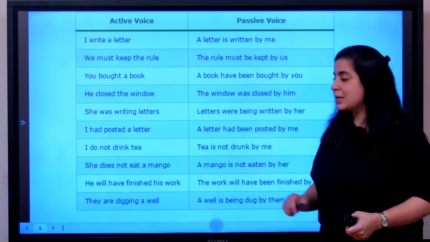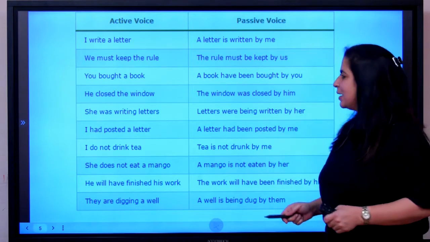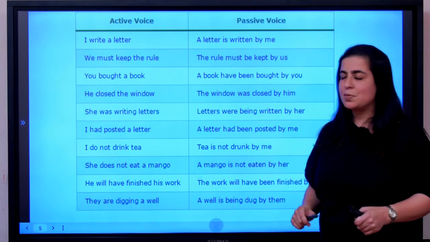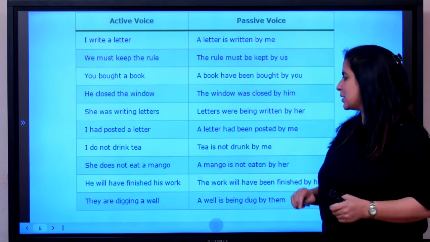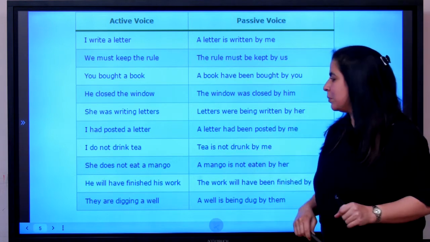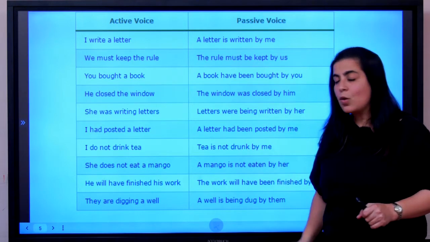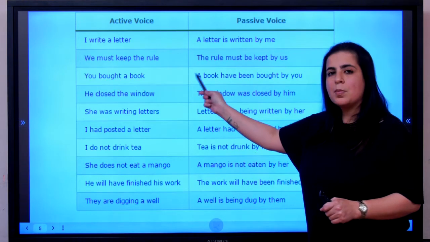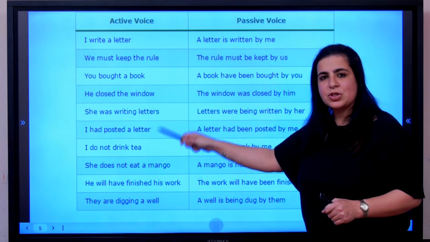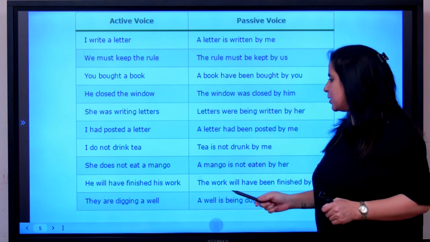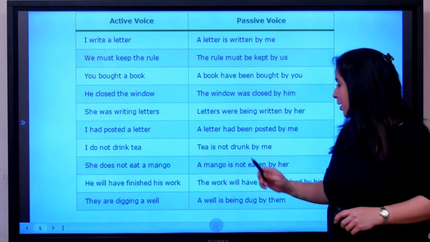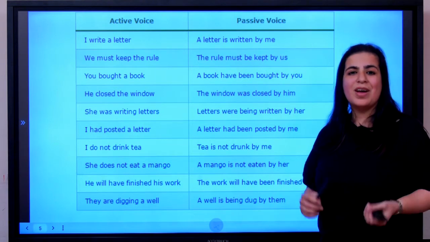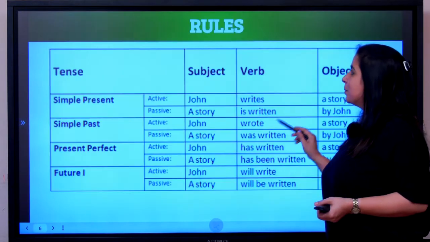She was writing letters, letters were being written by her. I had posted a letter, a letter had been posted by me. I do not drink tea, tea is not drunk by me. She does not eat a mango, a mango is not eaten by her. Just see how the verb is changing the position and changing the entire statement. He will have finished his work. The work will have been finished by him. They are digging a well. A well has been dug by them.